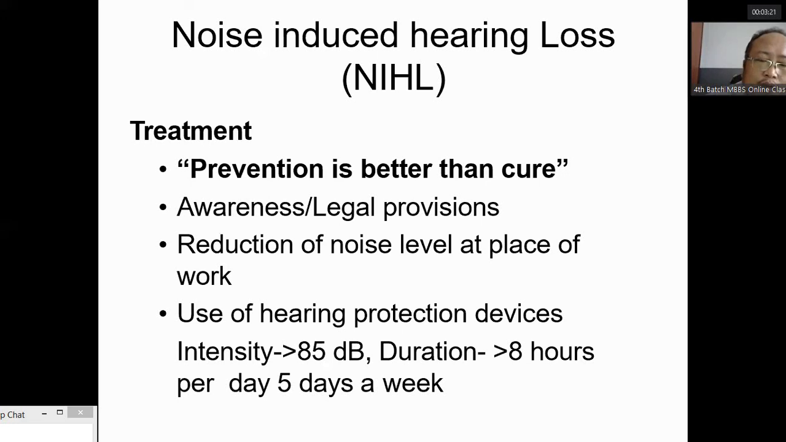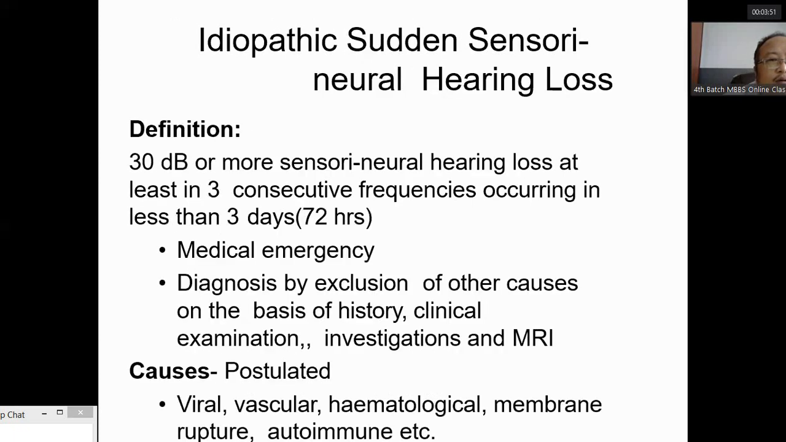A person working in a noise-generating area should have protection. Noise level at the place of work should be reduced as far as possible, and protective devices should be used. Not more than 8 hours a day and 5 days a week. So there should be protection so as not to develop noise-induced hearing loss.